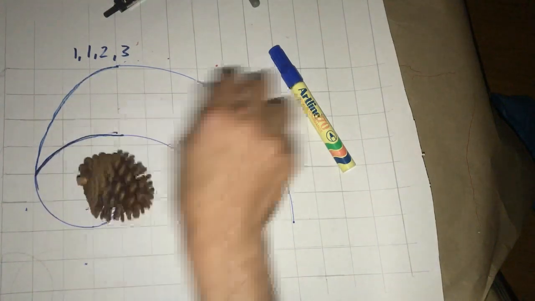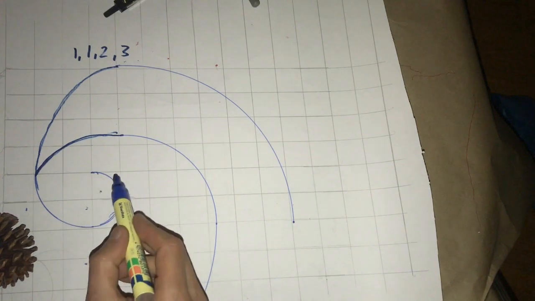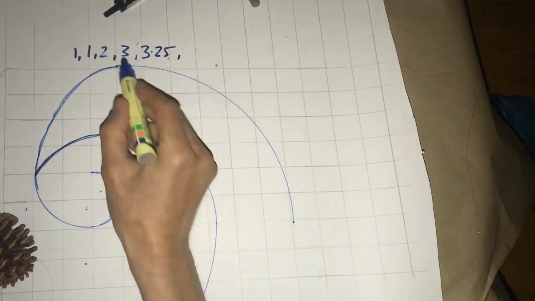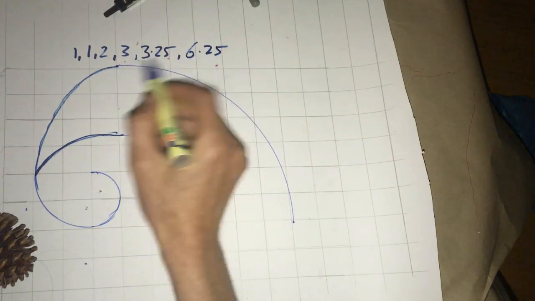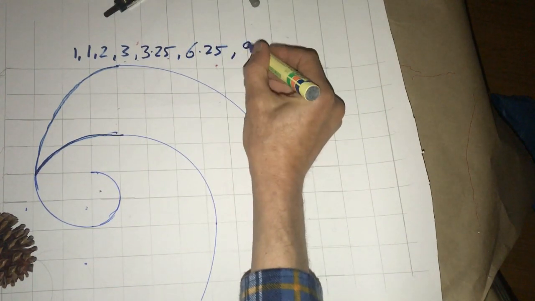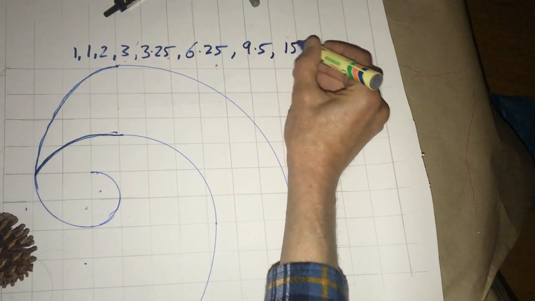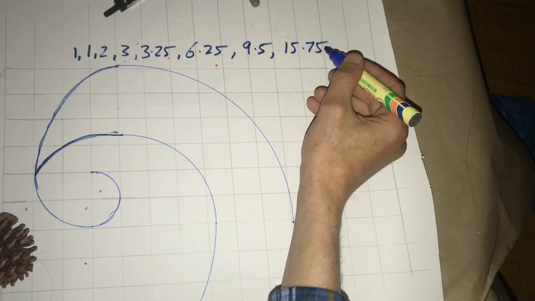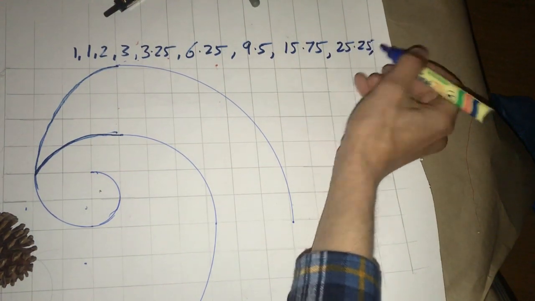That's why this rate of growth, so for instance, what would that be? That'd be 1, 2, 3, 3 and a bit. So the next number would be 3.25, and so the next would be 6.25. Then we add those again, and we have 9.5. Add those, and we get 15.75, and then 25.25. So things have happened and changed.